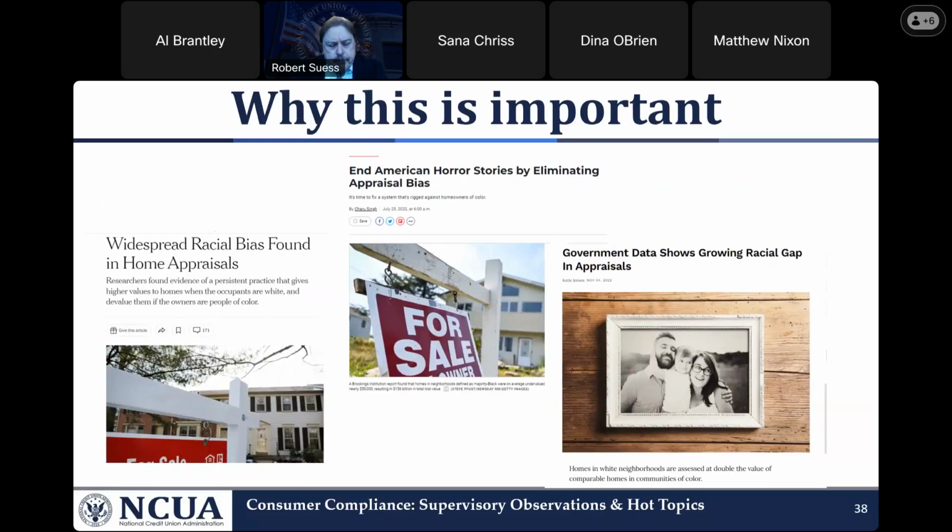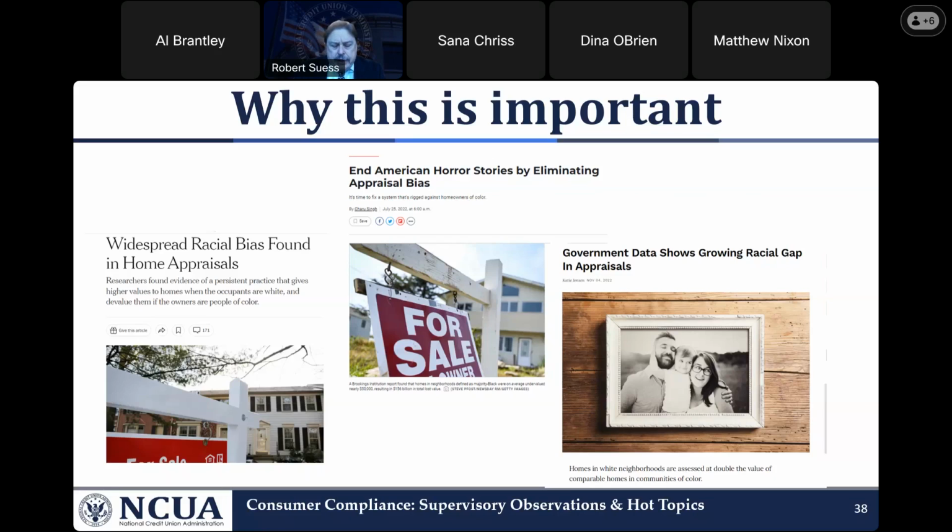Why is this important? Unfortunately, in 2023, we still have bias and discrimination affecting real property appraisals. Appraisal bias is a widespread issue. Researchers have observed a market value gap between majority Black and majority white neighborhoods for decades. A Brookings Institution report found that homes in neighborhoods defined as majority Black were on average undervalued by nearly $50,000, resulting in $156 billion in total lost value. When comparing similar homes in neighborhoods with the same socioeconomic status, homes in white neighborhoods were valued $371,000 more than their counterparts in communities of color.